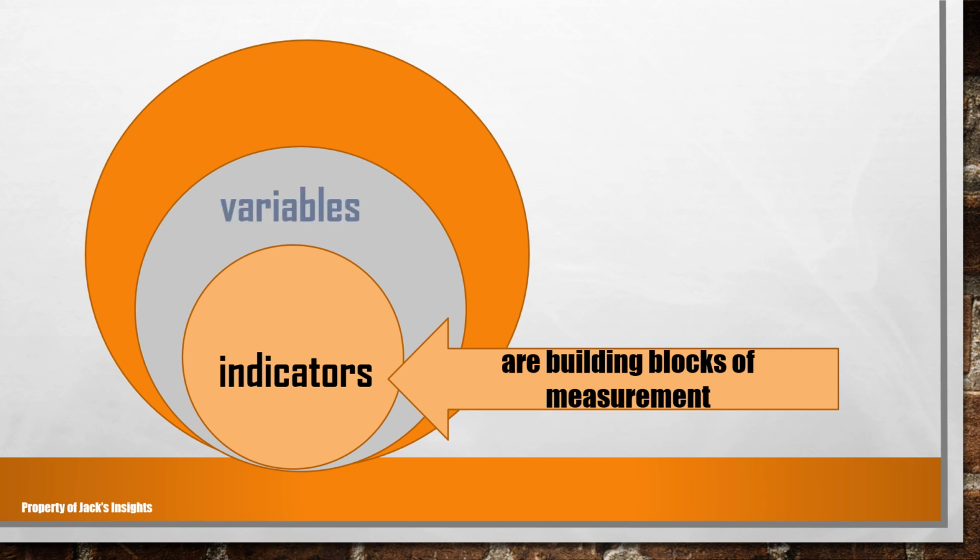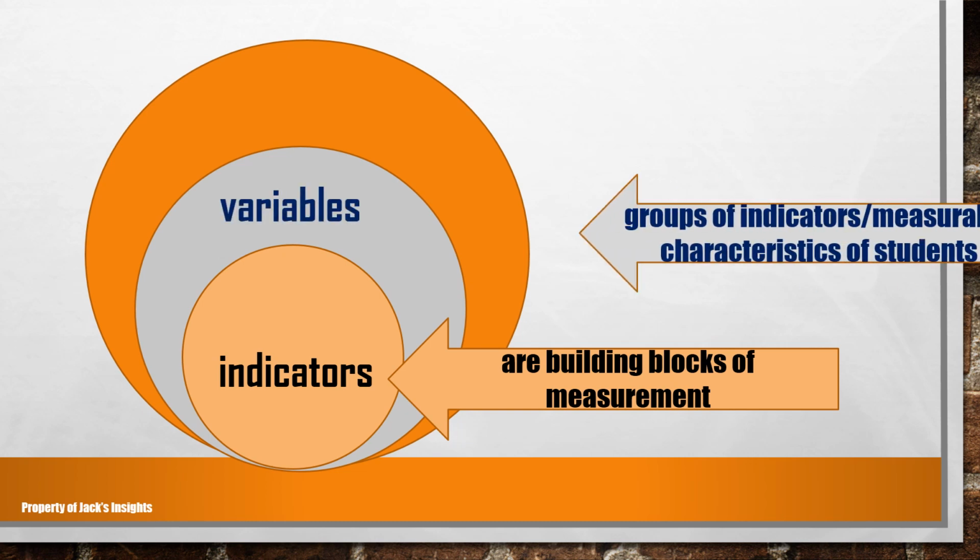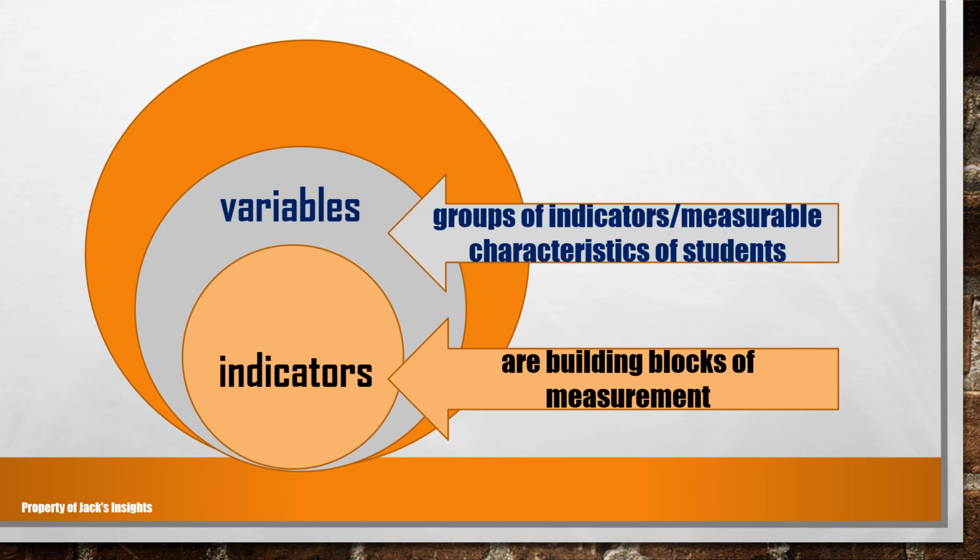An educational variable, denoted by X, is a measurable characteristic of a student. Variables may be directly measurable as in X equals age or X equals height of a student. However, many times, a variable cannot be directly measured. That is why the concept of indicator was introduced.